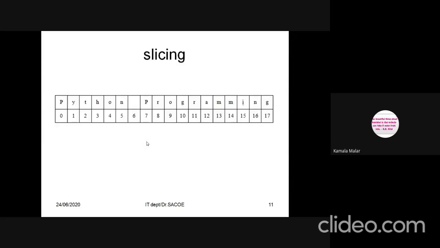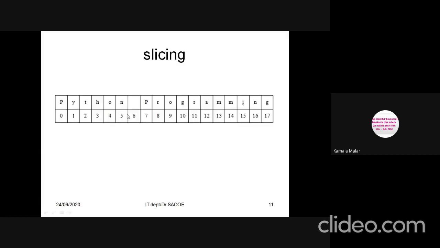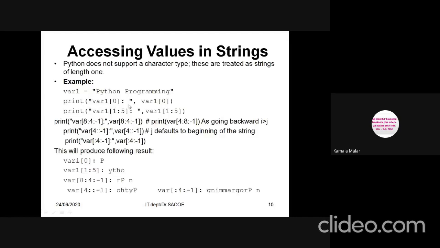For example, the string is Python programming. I indexed the values from 0 to 17. So the total length of the string is 18, right? So if I put var 1 of 0, it means the first position, that is 0 will be the answer. Next, if I put 1 to 5, what is the answer? 1 to 4 will be printed. So 1 to 4, that is YTHO. Okay.